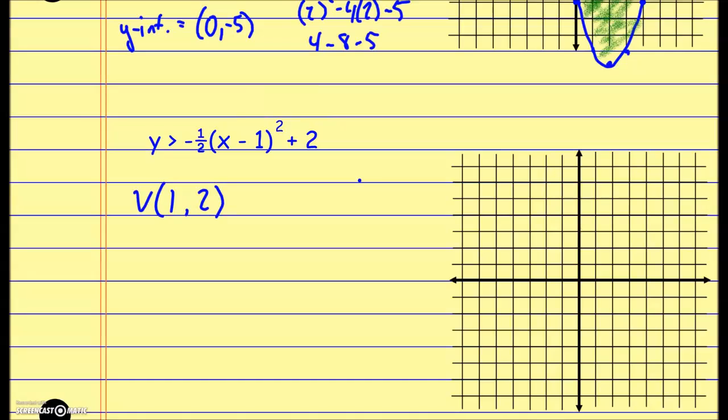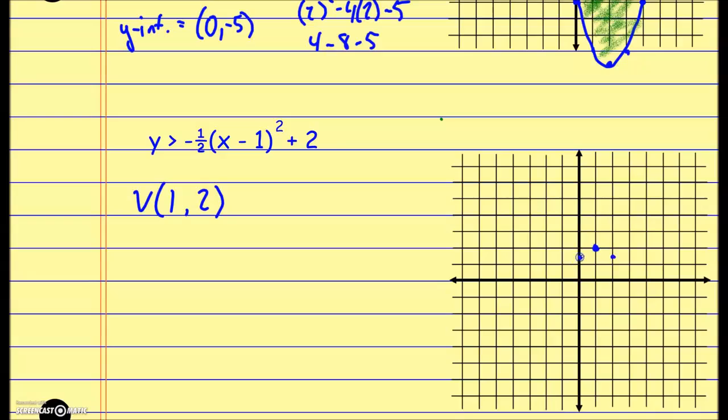And now from here, the way I'm going to graph this one, I'm just going to use my a value, because I've got that a value of negative 1/2, which I'm going to take my standard shape and tweak it just a little bit. So let me plot 1, 2, right here. This thing's going to open down because the a value is negative. And I'm going to shrink this thing vertically. So instead of going over 1, down 1, I go down 1/2.